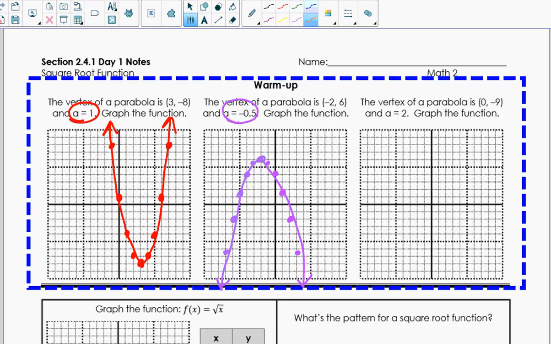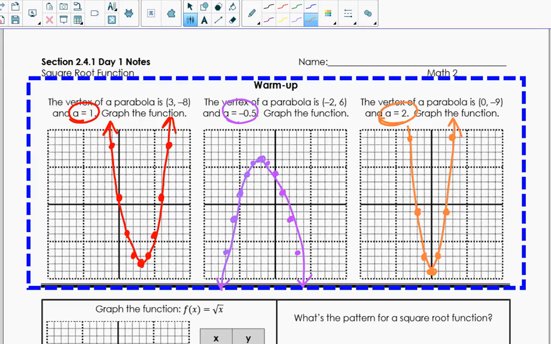Then for the last one, we are at 0, -9, and our A value is 2. So now we're going to double. We're going up because it's positive. So we're going over 1, up 2, over 1, up 2, over 2 instead of up 4, we're going up 8. And then over 3 instead of up 9, we're going up 18. So your parabola gets a lot skinnier.